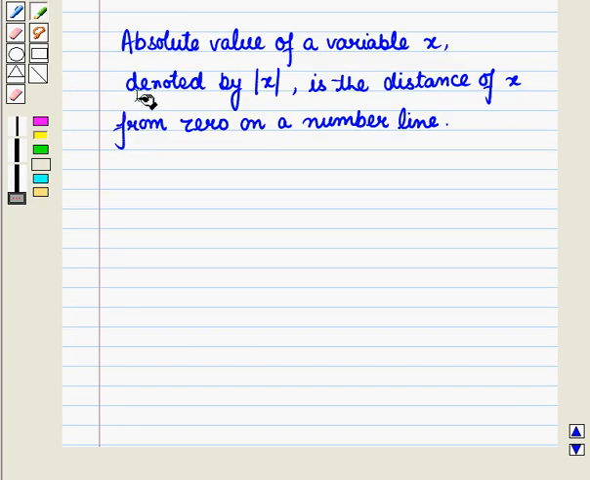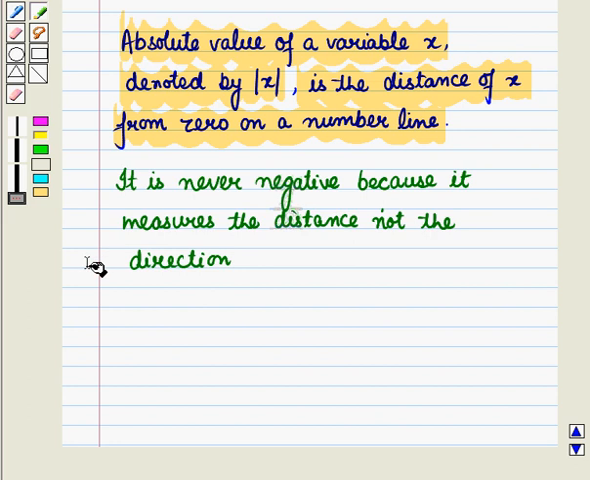Now, we know that the absolute value of a variable x, denoted by this symbol, is the distance of x from 0 on a number line. It is never negative because it measures the distance, not the direction.